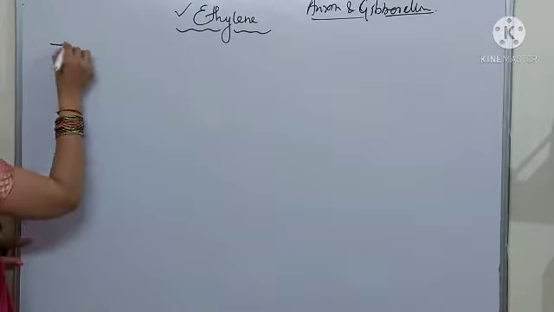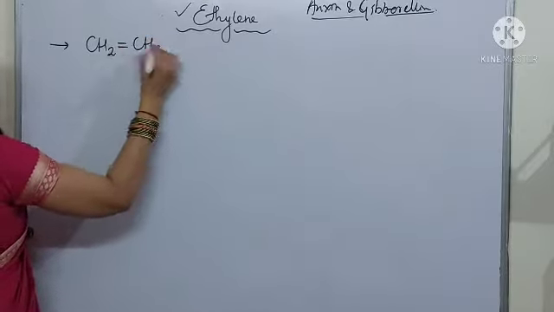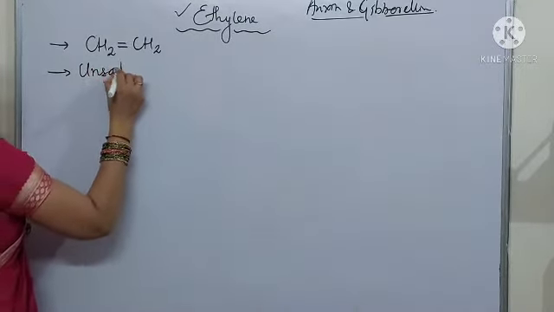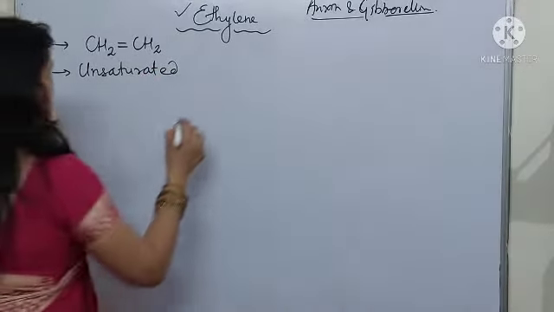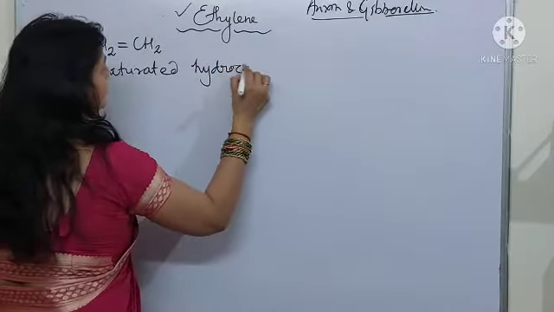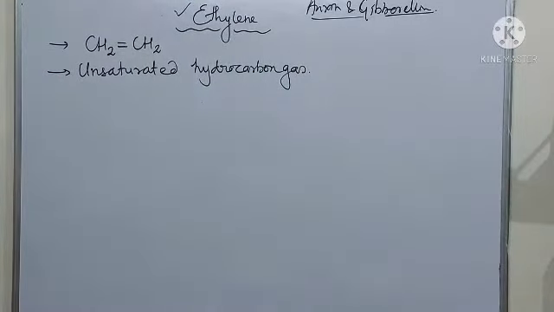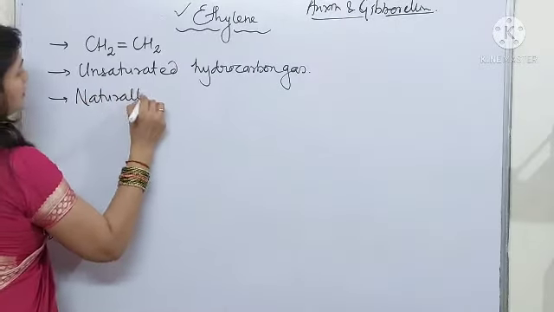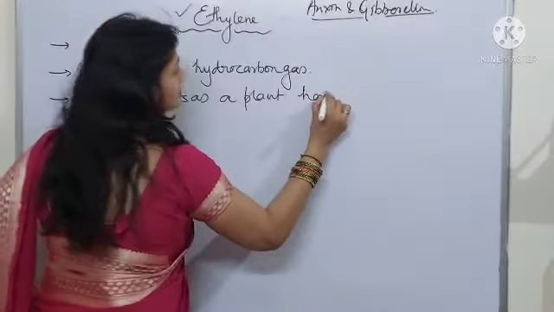Ethylene, having chemical formula this. It is an unsaturated hydrocarbon gas, and it naturally acts as a plant hormone.